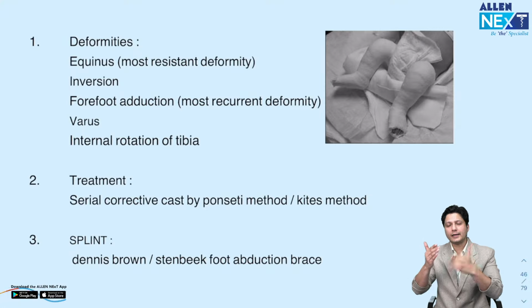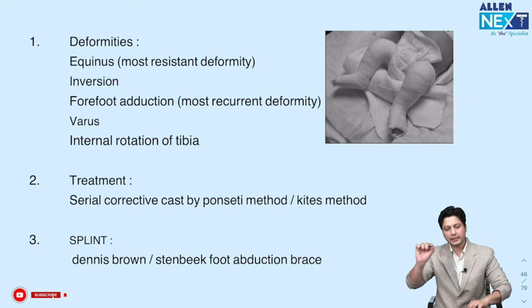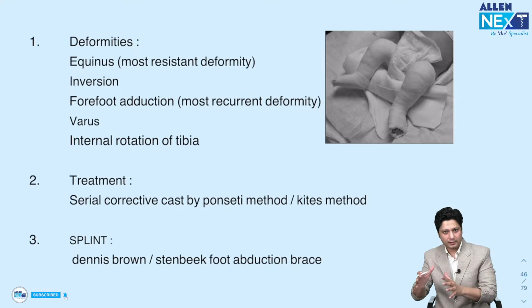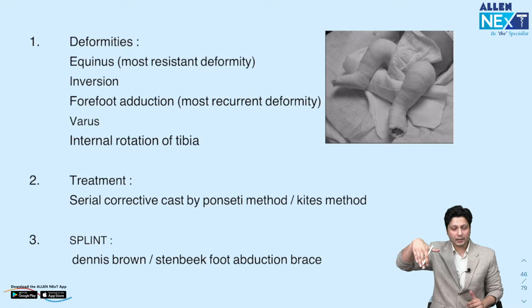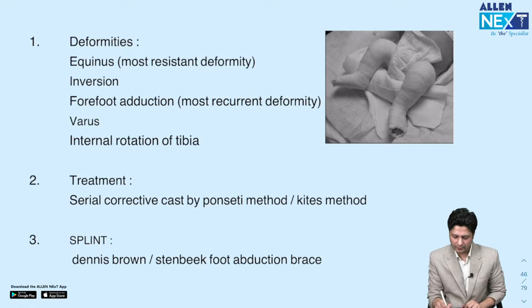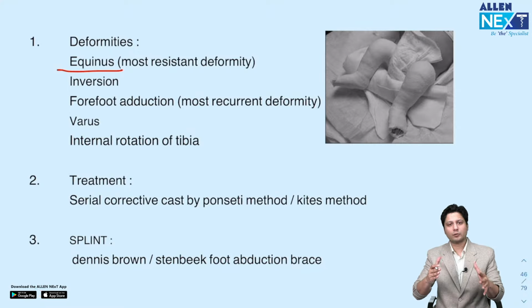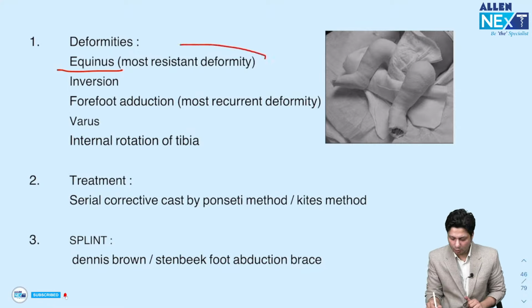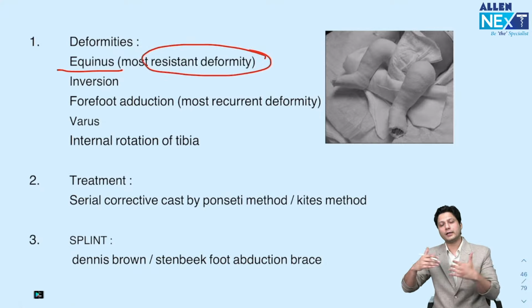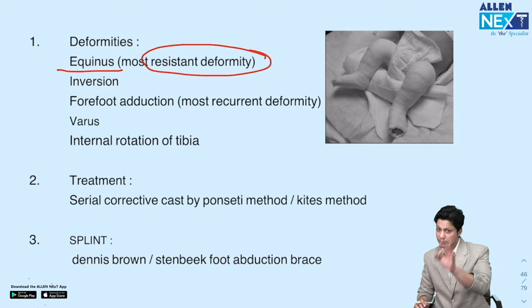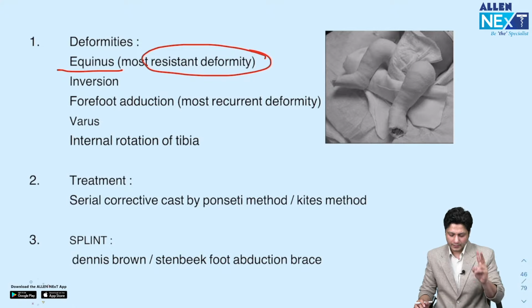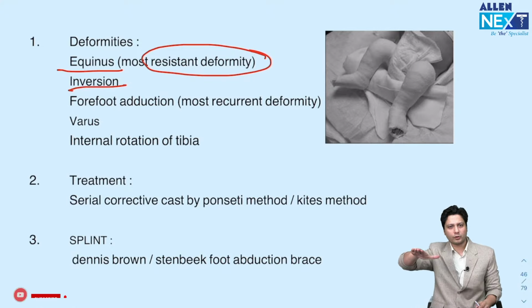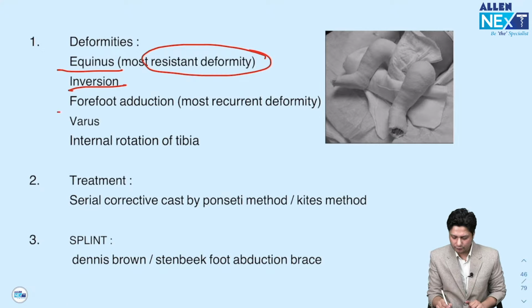So first of all, identification of the deformities. CTEV means since birth the patient has a plantarly flexed foot, that is known as equinus. All right, so what is equinus? It is the plantarly flexed foot, and it is considered to be the most resistant deformity. When you go to treat it, equinus is the most resistant deformity to get corrected. Second is inversion of the foot. All of you know what inversion and eversion of the foot is. Third one is forefoot adduction.